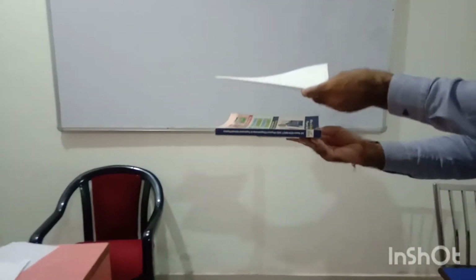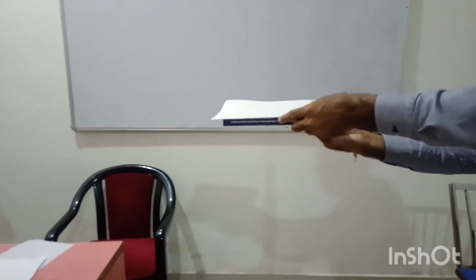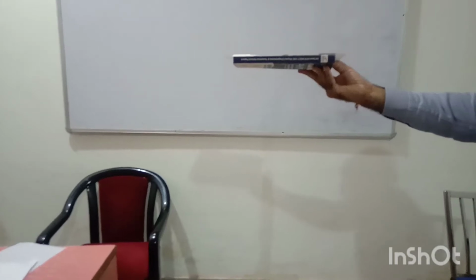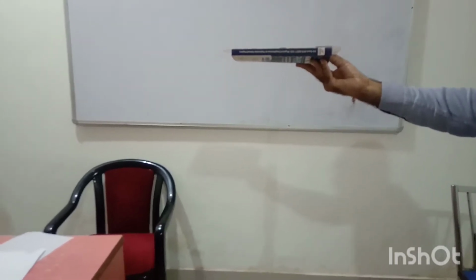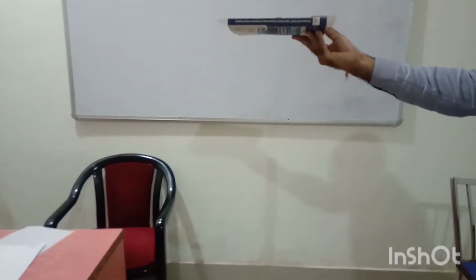Now I put this piece of paper over this book, means over the heavier body. Let's see. I release both of them simultaneously. What happens? I am releasing. Both reach the ground at the same time.